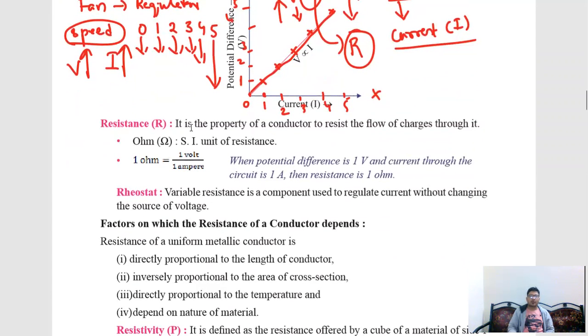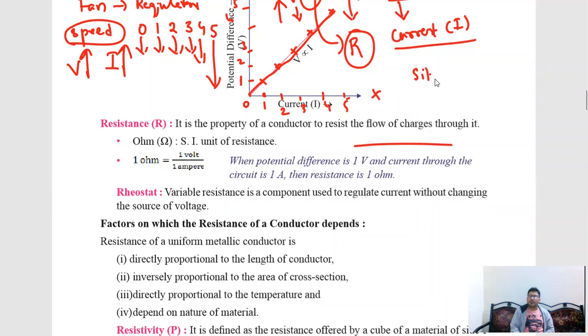Now, what is meant by resistance? It is a property of the conductor, guys. Whatever conductor you take, copper, zinc, aluminum, iron, you cannot always get the same speed of flow of charges. You cannot get all electrons flowing with the same speed. That speed will vary. Why will it vary? Because of the resistance, because of the property of the conductor.